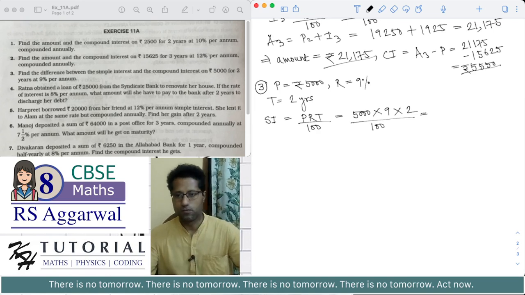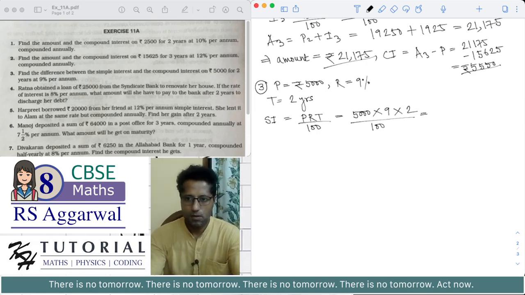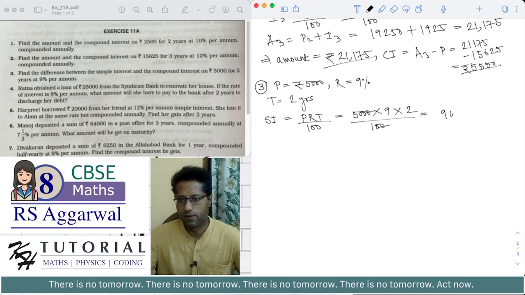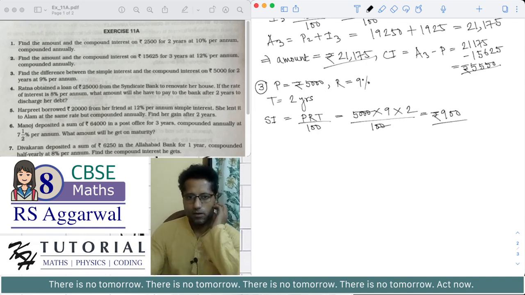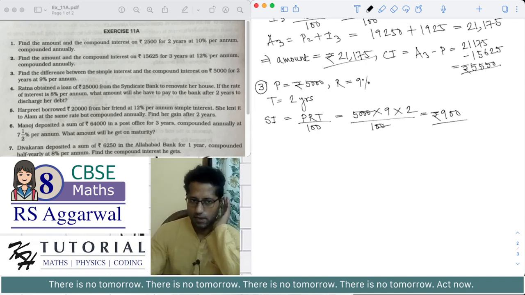This is equal to, the 100 cancels out, 900. 900 is the simple interest on rupees 5,000 for 2 years at 9% per annum rate of interest.